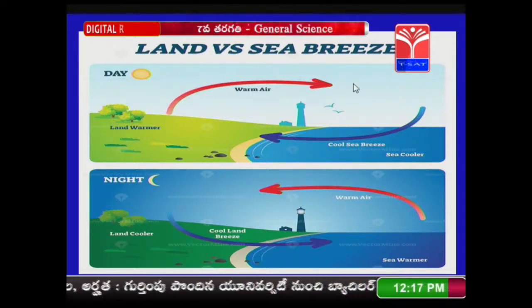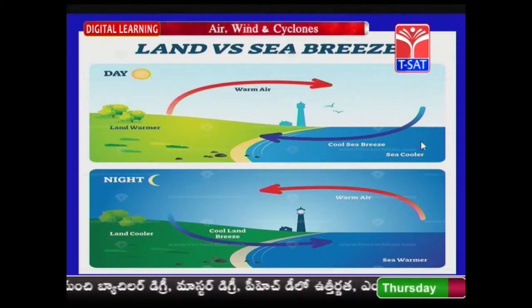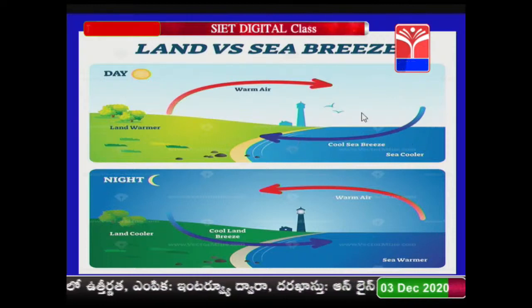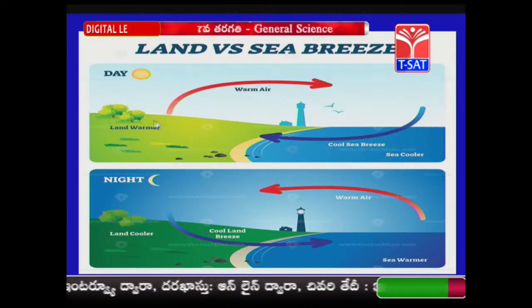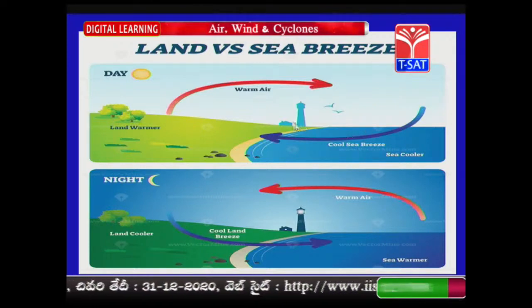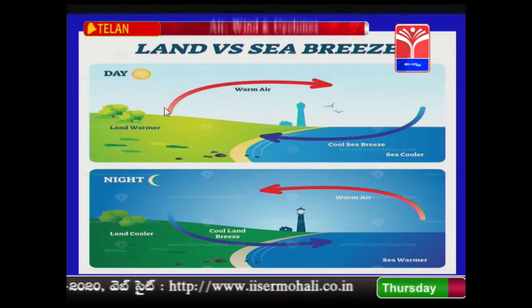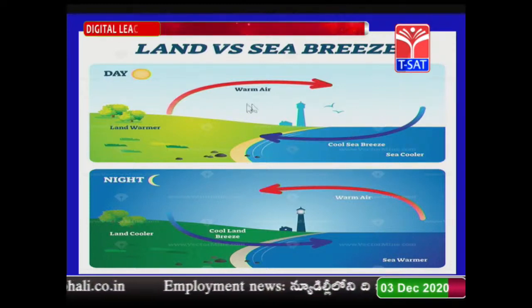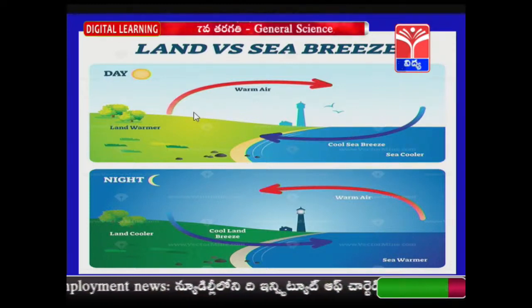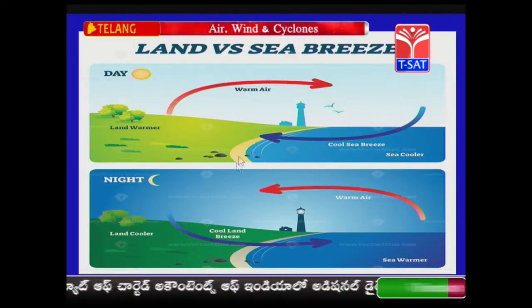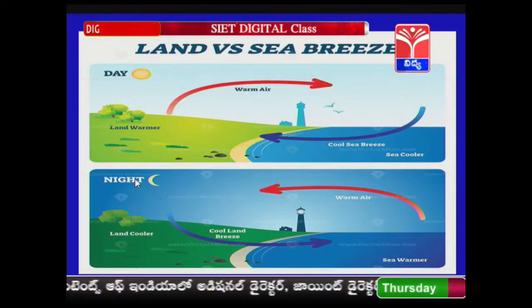Now, what happened on the sea, children? On the water you see the air is cool. So, air pressure is higher here, and this cool air moves into the land. So, the breeze is coming from the sea towards the land. We call it sea breeze. Am I clear, children?